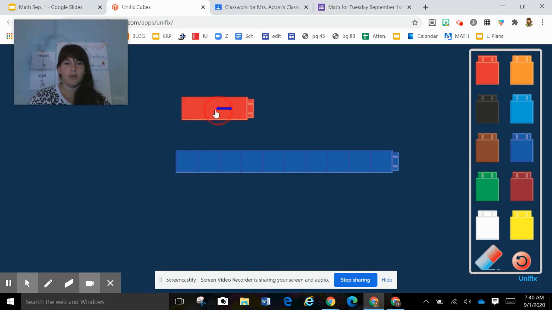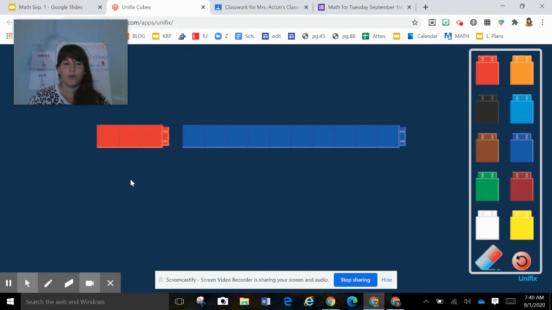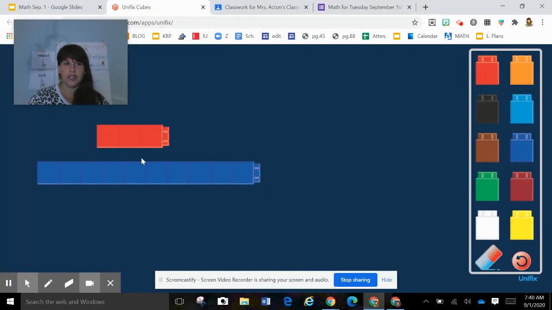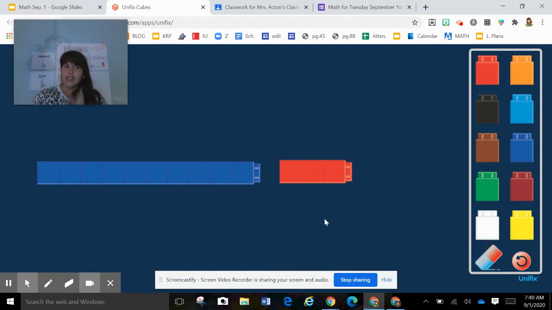So my equation was 3 plus 10 equals 13, which is 1, 2, 3, 4, 5, 6, 7, 8, 9, 10, 11, 12, 13. Now I want to show that equation in a different way using the same numbers. So I have to use the number 3 and I have to use the number 10. I'm just going to do 10 plus 3. Does that still equal 13? Well, let's count and see.